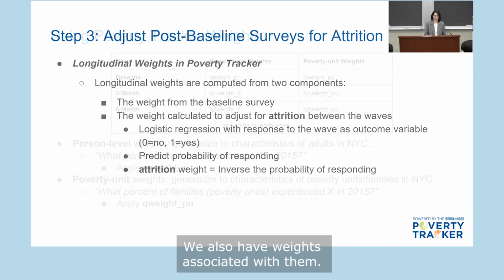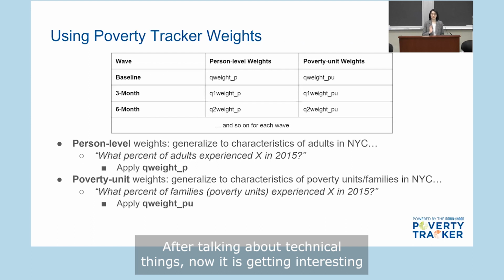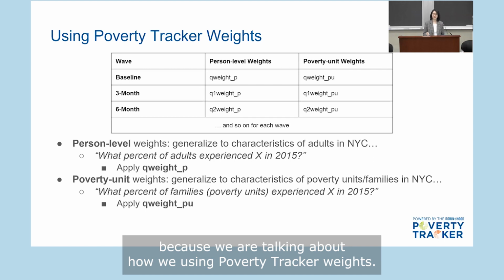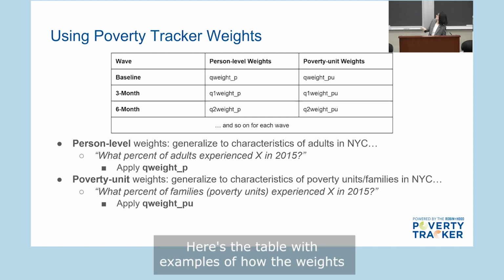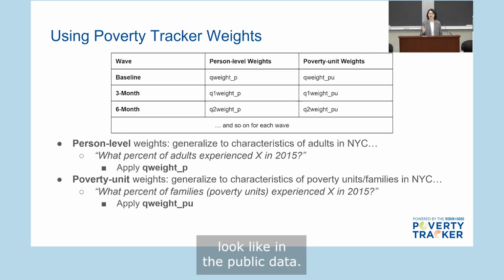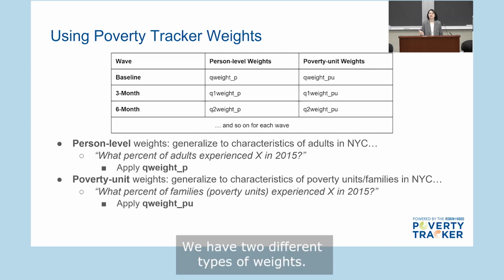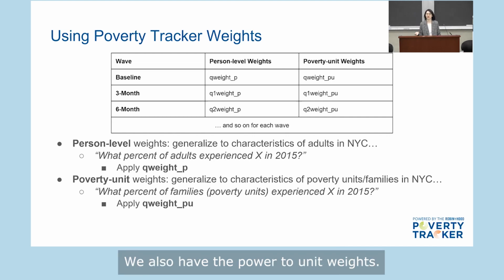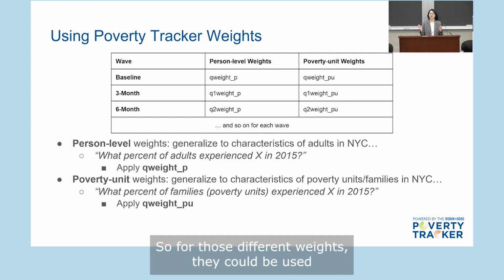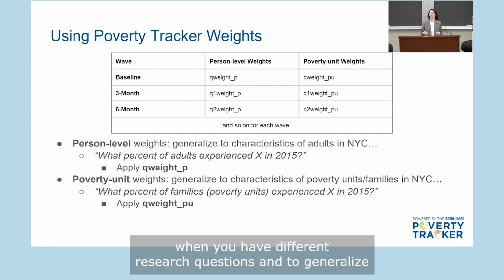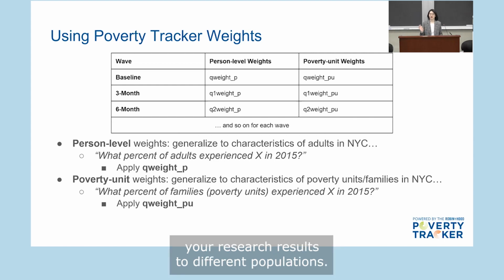So after talking about so many technical things, now it's getting interesting because we're talking about how we're using Poverty Tracker weights. So here's a table with an example of how the weights are going to look when you get the public data. We have 2 different types of weights. We have the person level weights. We also have the poverty unit weights. Those different weights can be used when you have different research questions and you want to generalize your research results to different populations.